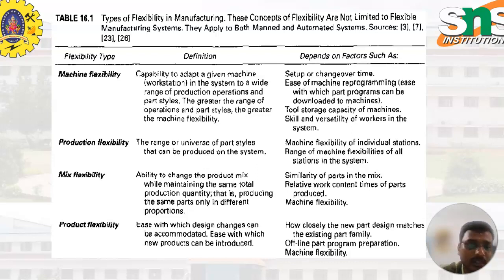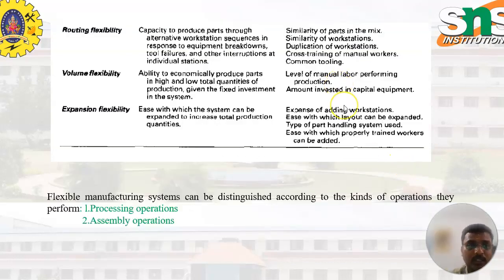Machine flexibility is the capability to adapt a given machine workstation in the system to a wide range of production operations. So we can connect any number of machines in a single layout, and we can give the component to that particular machine to do the work. Production flexibility is the range or number of part styles that can be produced on the system. They can do one operation and directly move to the next operation. Then mixed flexibility. These are some of the advantages.